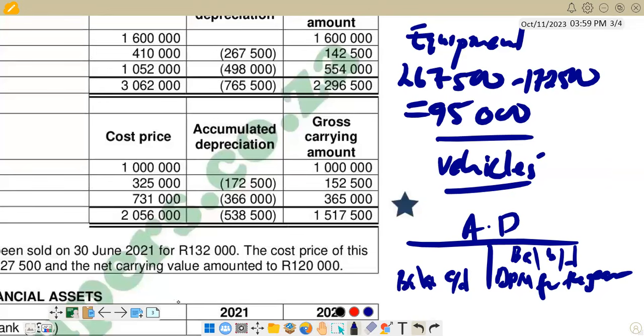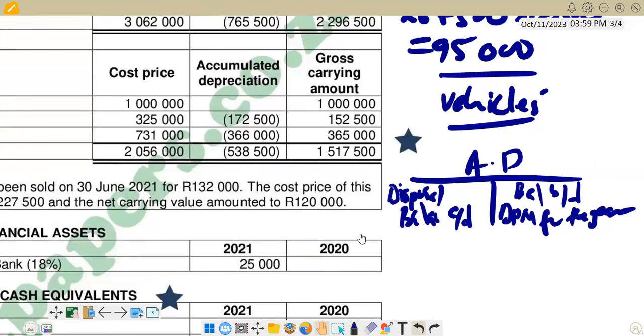And then we have got a non-current asset that was disposed. Its accumulated depreciation up to the day it was disposed will come to the debit side, and it goes to the disposal account. So this is the scenario that we have. So basically, that's what we are going to do, so that we find the depreciation for that vehicles.